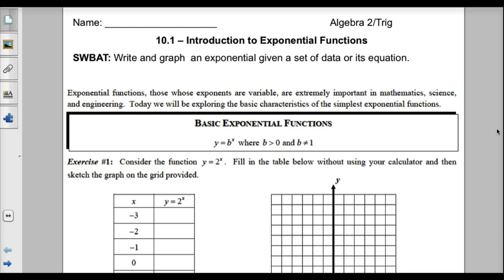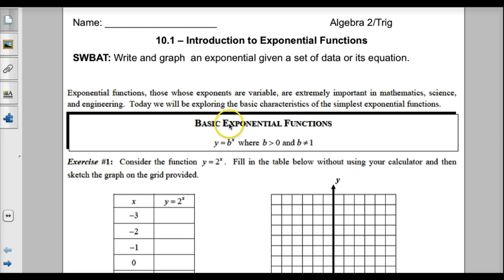Exponential functions are those functions with exponents that are variable, and they're very important in math, science, and engineering. So all my engineers out there, this is very key in your job. Today, we're going to explore the basic characteristic of the simplest exponential function. So this is as basic as it gets.